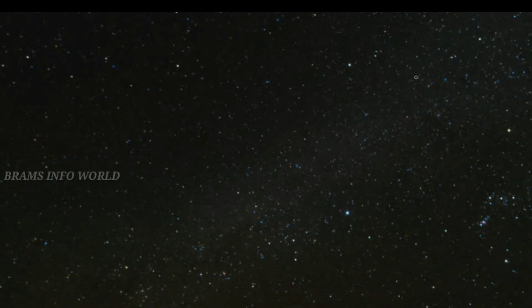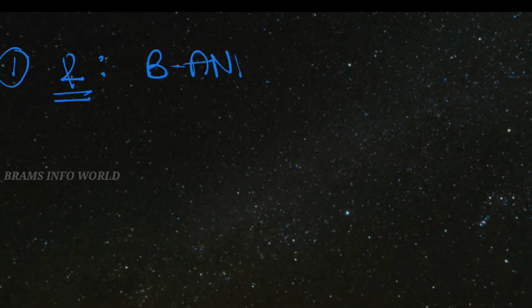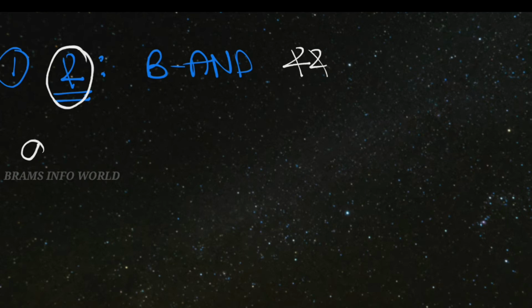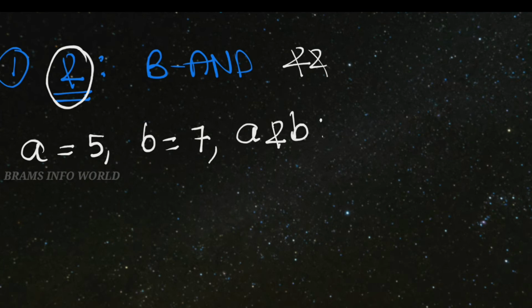Let us talk about the first example related to bitwise AND. Bitwise AND is always one operator. Logical AND means two, bitwise operator means only one. We take the A value as 5 and the B value as 7, and we are going to perform A bitwise AND B. What is the value? This value may be numeric, but the operation is at bit level.